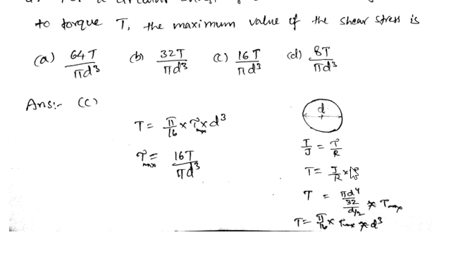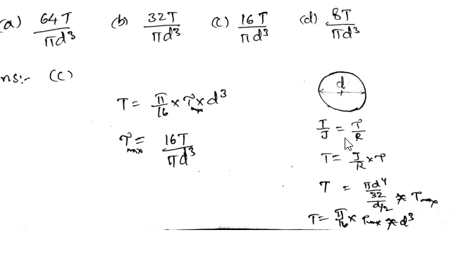So why it is tau max: if you see the torsion equation, it is T by J equals tau by R, and D is the diameter of the shaft. So from this you can write T equals J by R into tau, and J for a solid circular shaft, you know, is pi d power 4 by 32, and R means the distance from the central axis to the outermost layer, that will become d by 2.